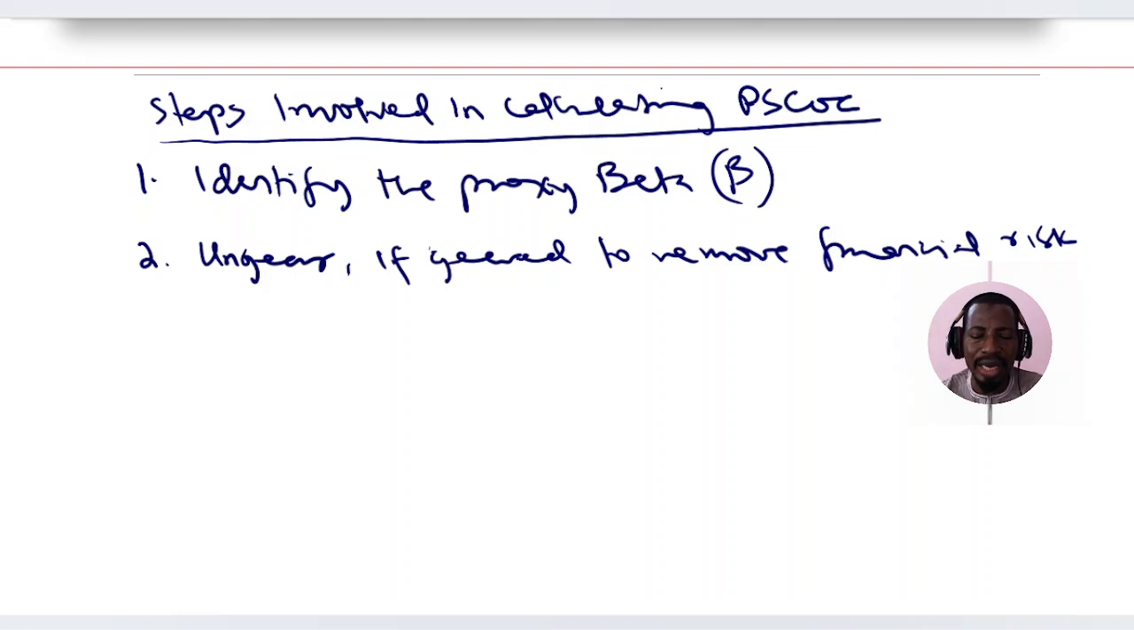How would you know that the beta identified in step 1 has financial risk or is geared? Of course, the beta identified in step 1 will be geared if and only if the proxy company has debt in its capital structure. If in the balance sheet or the statement of financial position of the proxy company, you can see element of debt like bonds, debenture, loan note, or bank loan, then it means that the beta identified in step 1 is geared. If it is geared, then you need to ungear it. How do you ungear it? That's the formula I want to give to you. There are 2 different formulas that you can use to ungear the beta.